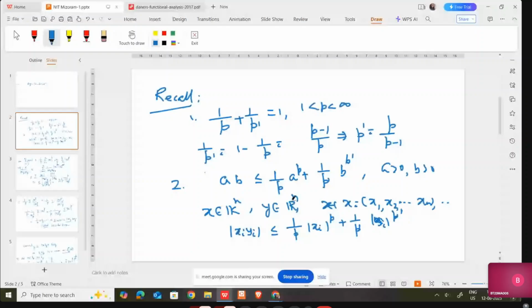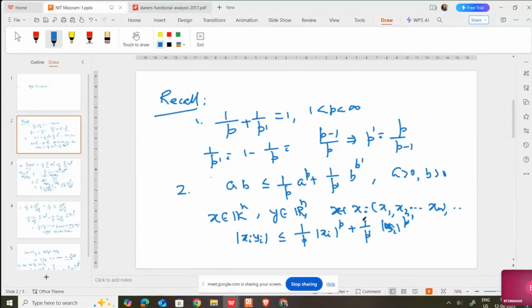Now you take x in K^n or R^n, whatever it is, y in K^n, and take the coordinates of x to be equal to x1, x2, ..., xn. Please note it's finite dimension. Okay, n is fixed. So now you look at xi yi. That will be nothing but less than or equal to 1 over p mod xi raised to p plus 1 over p prime mod yi raised to p prime. That is by Young's inequality.